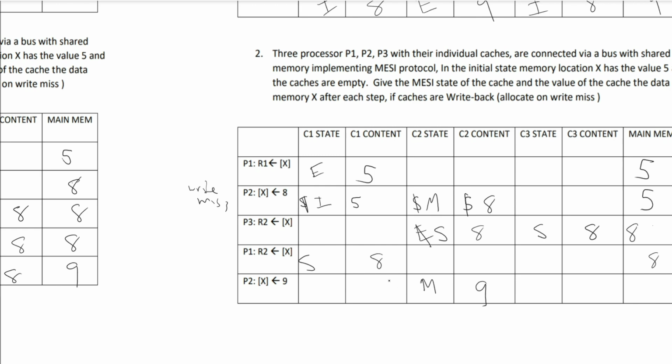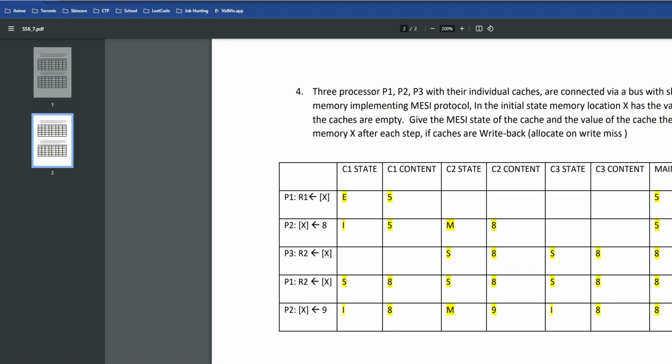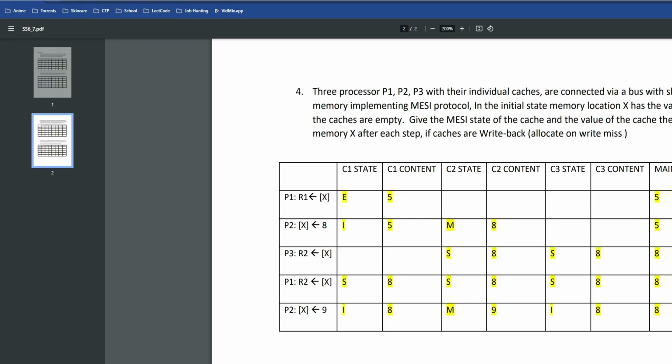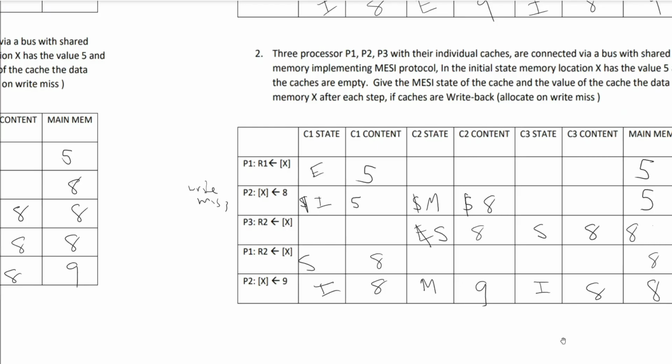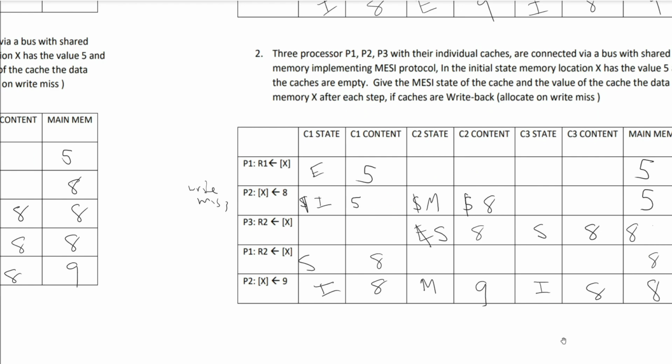But when it's doing that, it has to send an invalidation to the other caches. So this will be invalidated, and this will be invalidated. And then the cache is updated, but not main memory. So this stays as an 8. I think that's right. Right? Shared 8. Yeah, looks good. Okay, so that's what happens.